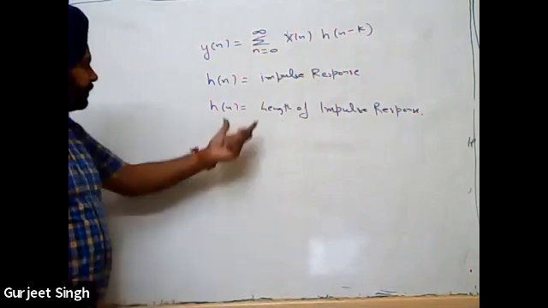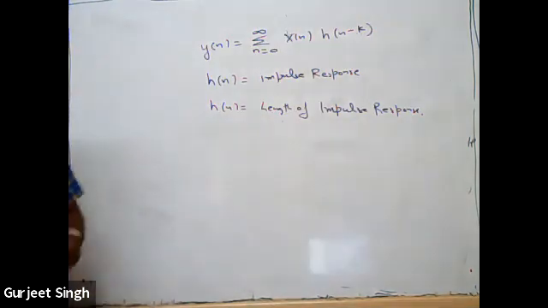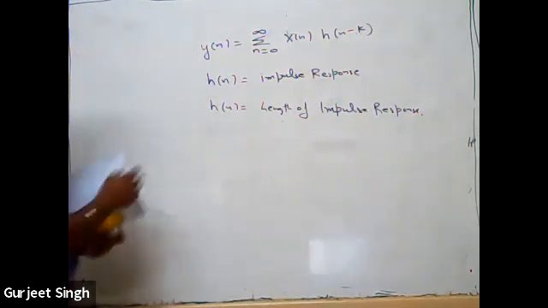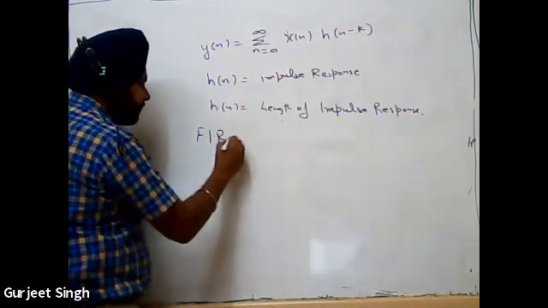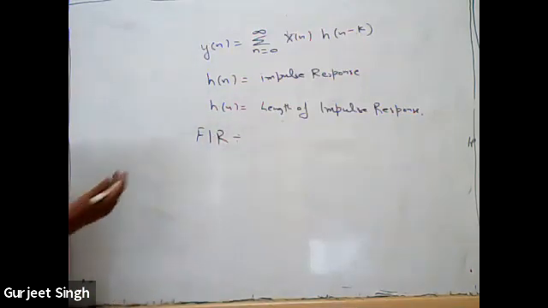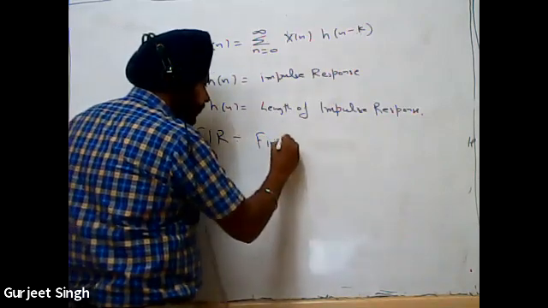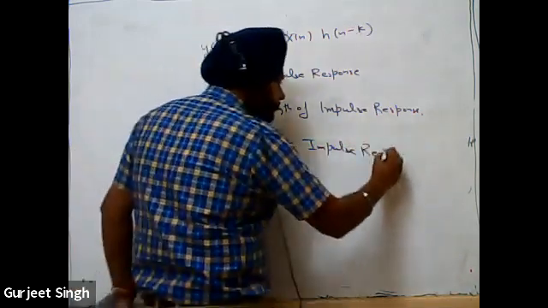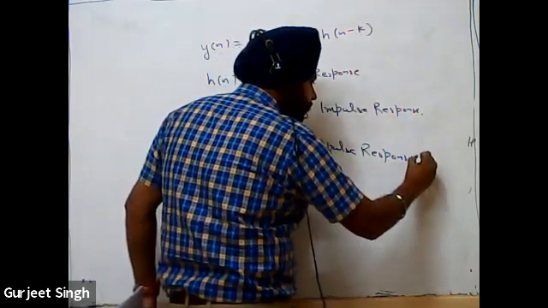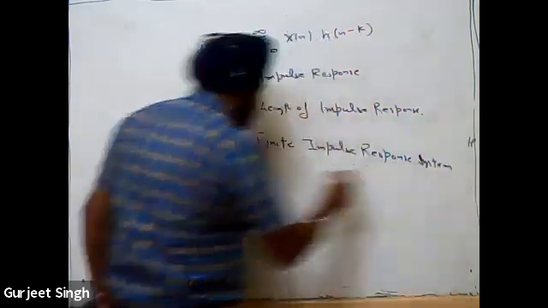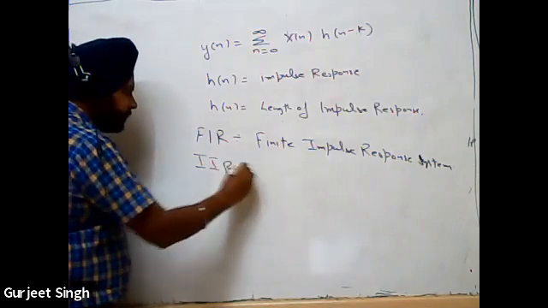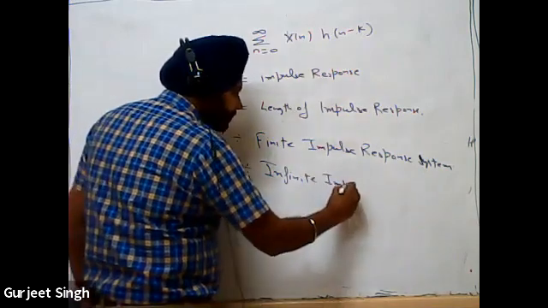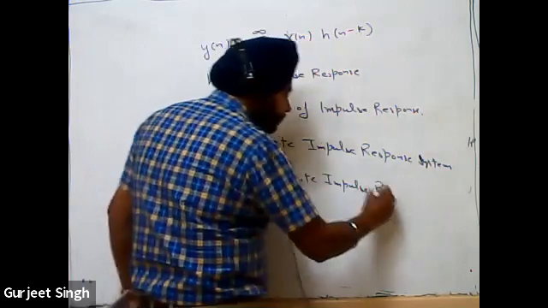So according to this length of the impulse response, we can define the system in two categories. That is the FIR system, finite impulse response system. Second one is called the IIR system, that is the infinite impulse response system.